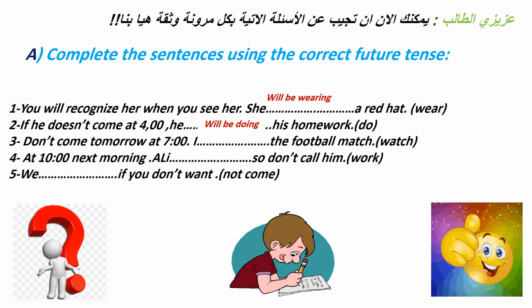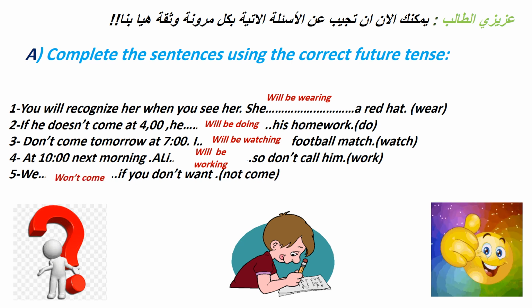Number 3, don't come tomorrow at 7. I will be watching a football match. Number 4, at 10 next morning, Ali will be working, so don't call him at this time. Here we have an exact time. Number 5, we won't come if you don't want to. Here we don't have any word that refers to the future continuous, so we used the future simple.